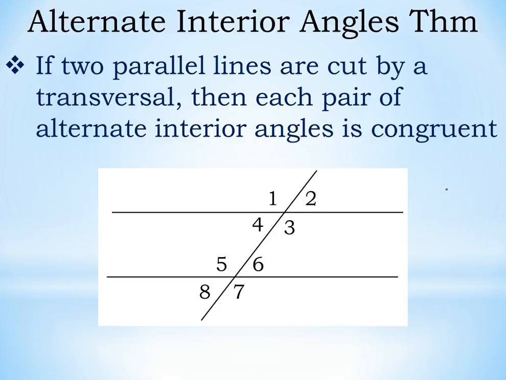Same is true for your alternate interior angles. If you have two parallel lines, again, cut by a transversal, each pair of alternate interior angles are going to be congruent. So 4 and 6 would be congruent, then 3 and 5 would be congruent, because those are our alternate interior angles for this particular diagram.